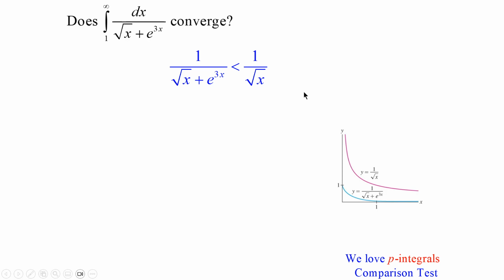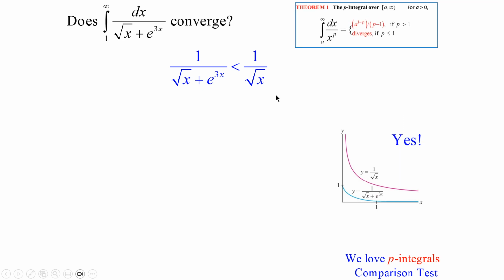All right, let's find out what this one does. So, p integral, from a to infinity, it converges if p is greater than 1. But isn't the p 1/2 right there? P is less than 1, so it diverges. And that doesn't help me, because if this diverges, does that tell me anything about a function that is always less than it? Not at all.